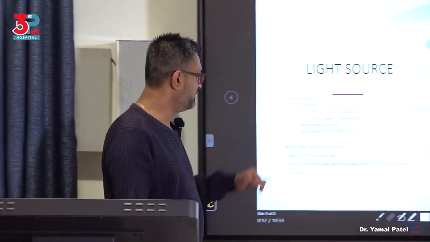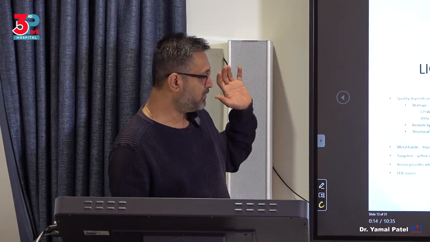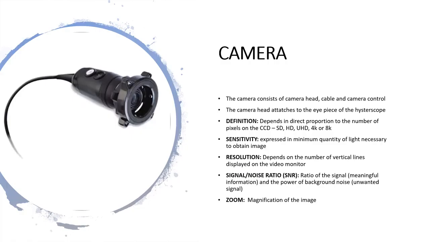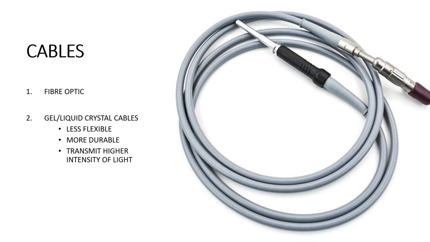Now we go into the light source. We've discussed this, but just a quick overview. I told you we started with the original, which was the tungsten lights and the filaments. Then it moved on to halogen, then xenon, then LED, which is the latest one that we nowadays use. The camera, we've discussed this. The cables, we've talked about it. I've shown you these cables, the fiber optic cables and the gel cables. The one we use are the fiber optic cables.